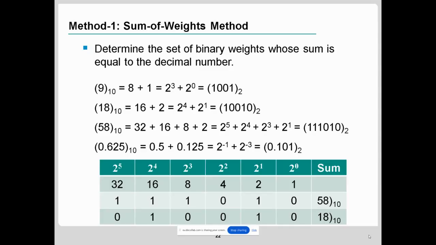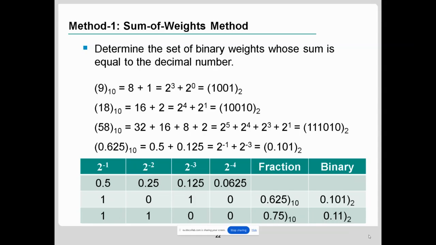Okay, now it's a simple thing for 58. We get 58: 32 plus 16 plus 8 is 56, and plus 2 is 58. And this is the same thing. 18 is 16 plus what? 2. Got it? Now we go for the fractional part. For 0.625, how can we reach it? 0.5 plus 0.125. So this one is 0.625.